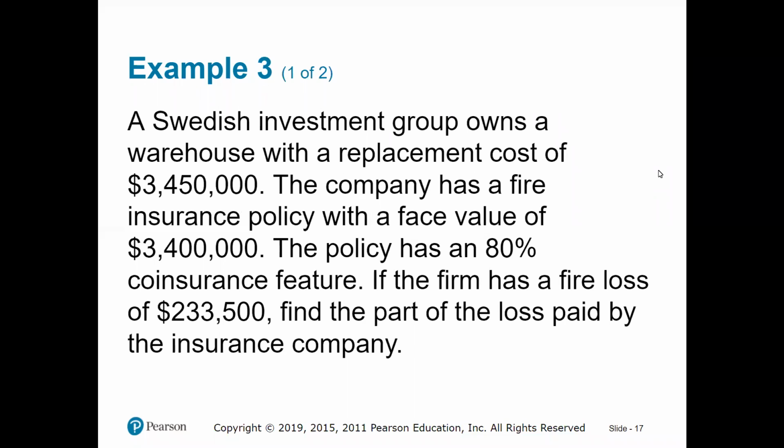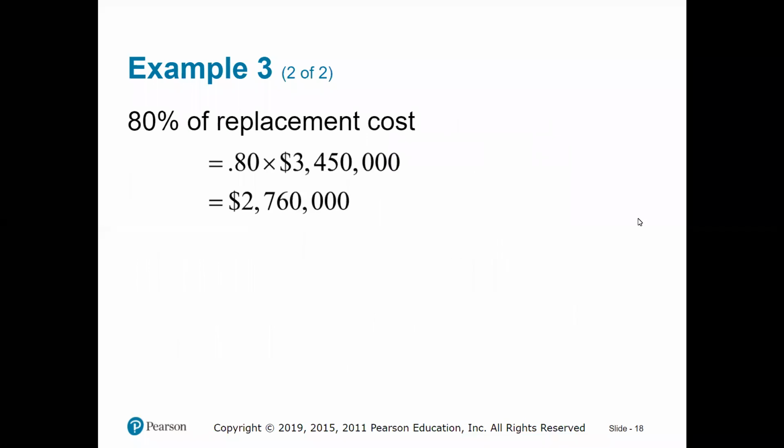A Swedish investment group owns a warehouse with a replacement cost of $3,450,000. The company has a fire insurance policy with a face value of $3,400,000. The policy has an 80% coinsurance feature. If the firm has a fire loss of $233,500, find the part of the loss paid by the insurance company.